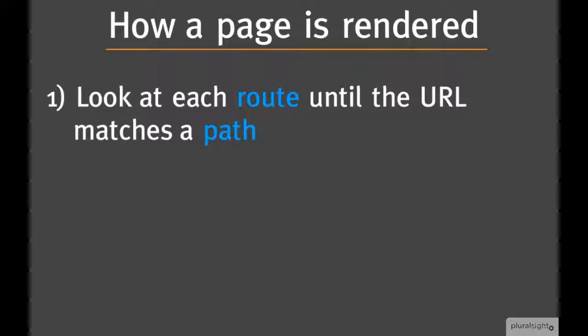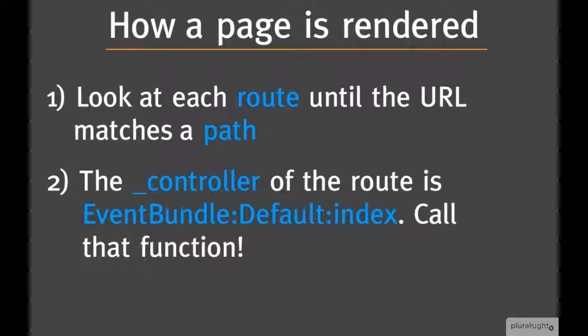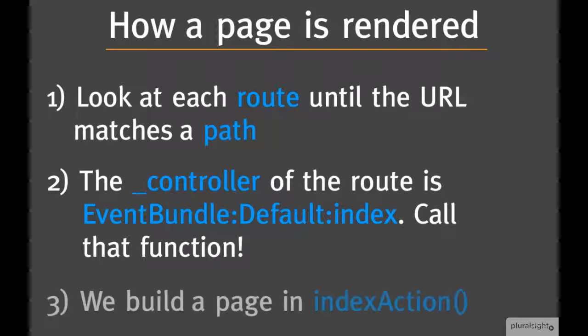3 steps. That's all that's behind rendering a page. 1. The URL is compared against the routes until one matches. 2. Symfony reads the underscore controller key and executes that function. And 3. We build the page inside the function.